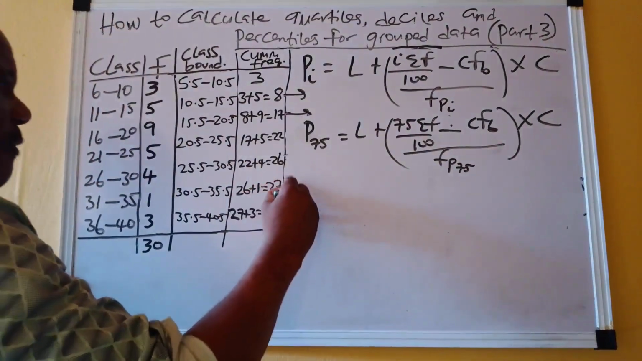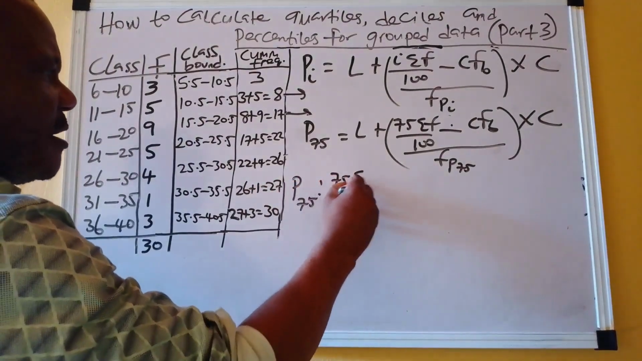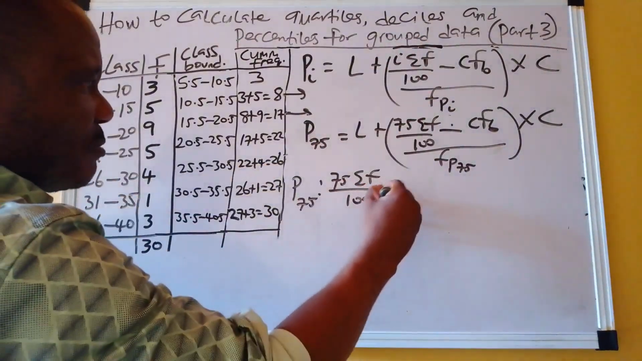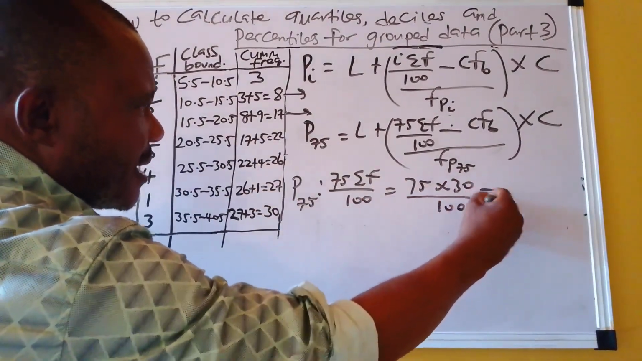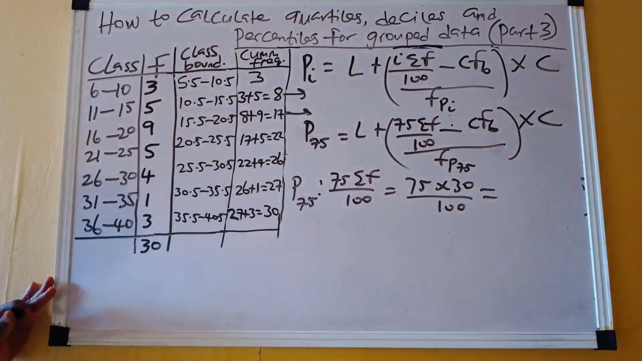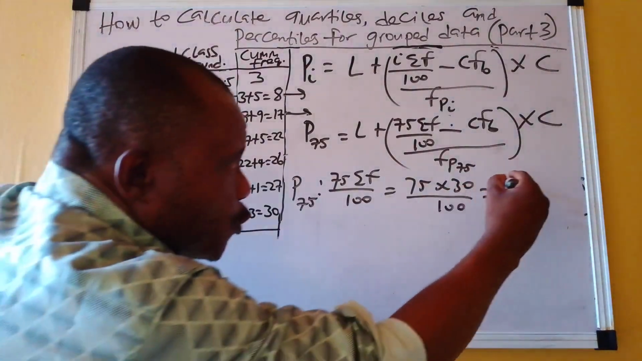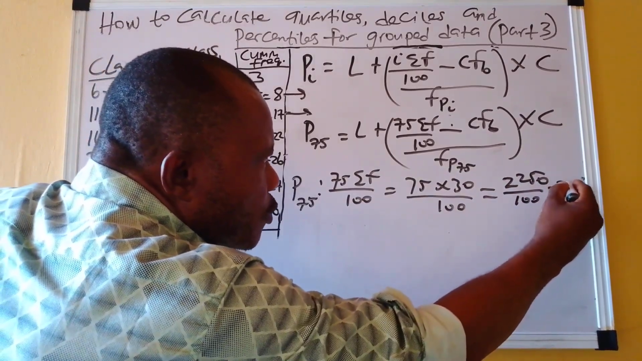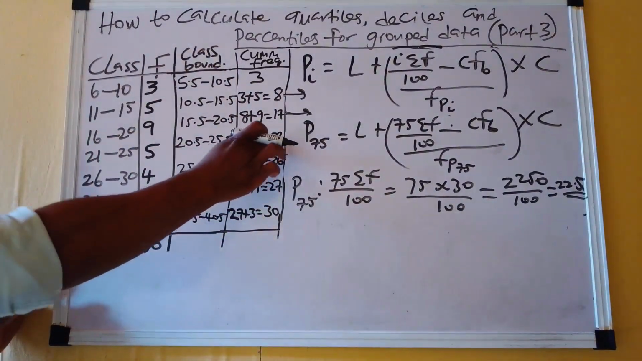Now let us get the class where it falls. P75 will now be 75 summation f all over 100. I told you this is our determinant. So this will be 75 times 30 all over 100, and that is equal to what? 75 multiplied by 30 is 2250, 2250 all over 100. That is equal to 22.5. Now, where does 22.5 fall? It is above this 22 here.